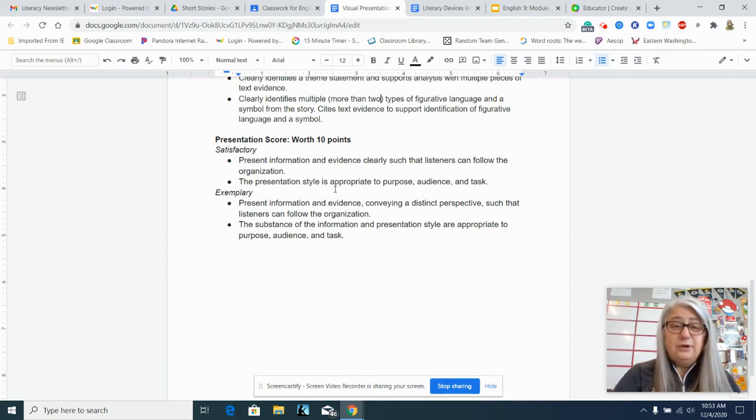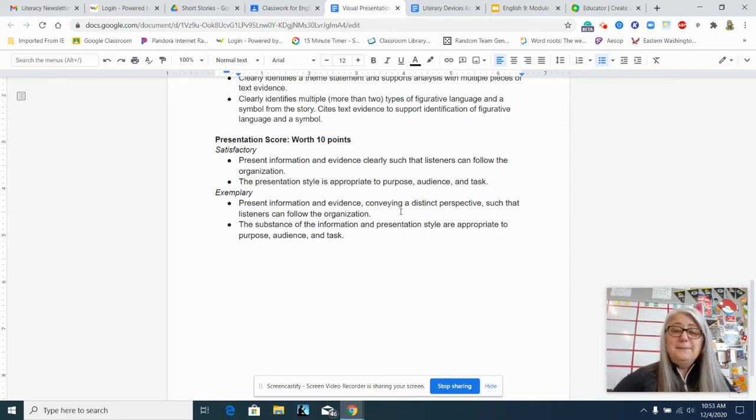So that's a satisfactory. For an exemplary, you're doing the same thing, but conveying a distinct perspective. Distinct means that it is personal to you. Perspective is how you see it. So, in addition to giving information, you're also including your perspective and how you see it, not necessarily what the experts might see, or people who study stories would see, but this is personal to you.